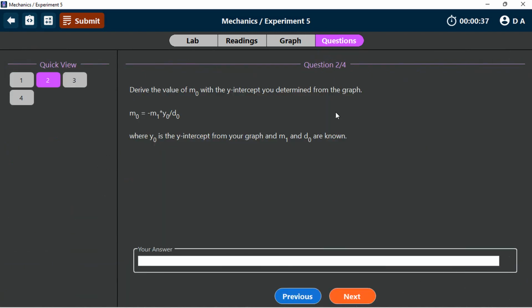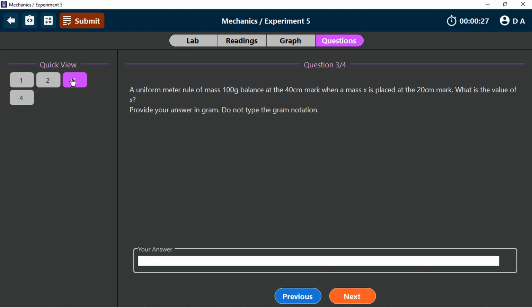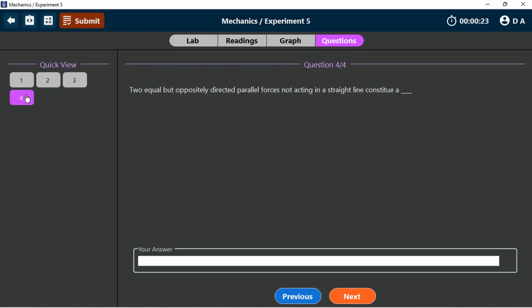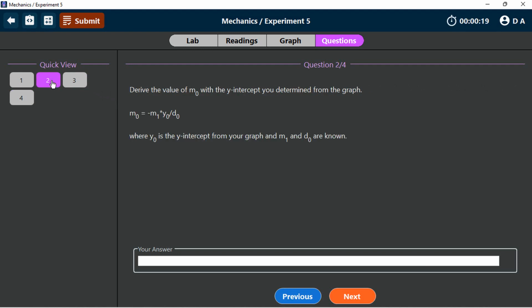There are other questions, but I'm not going to go through all of them. I'm going to submit because our time for this experiment is almost up. You'll be asked other questions aside from those regarding your graph. You'll be asked to calculate some other quantities, or to answer some other questions. So let's submit and see how we perform in this experiment.